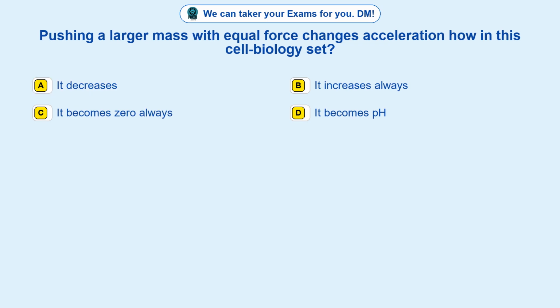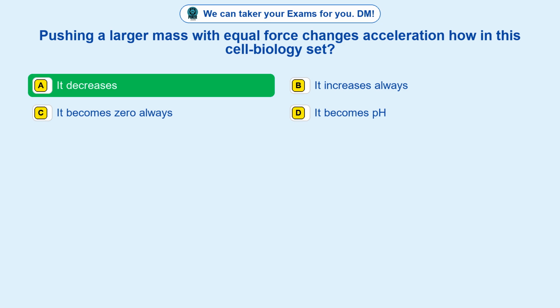Question 58. Pushing a larger mass with equal force changes acceleration how in this cell biology set? Option A, it decreases. Option B, it increases always. Option C, it becomes zero always. Option D, it becomes pH. The correct answer is option A, it decreases.